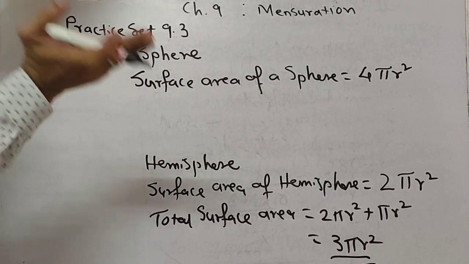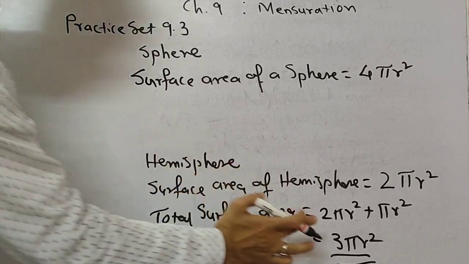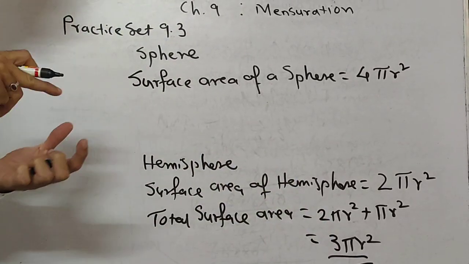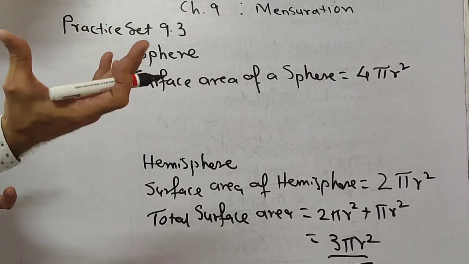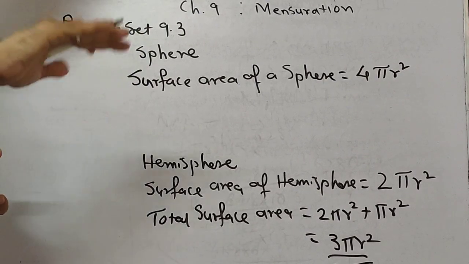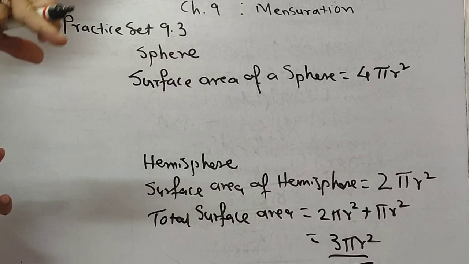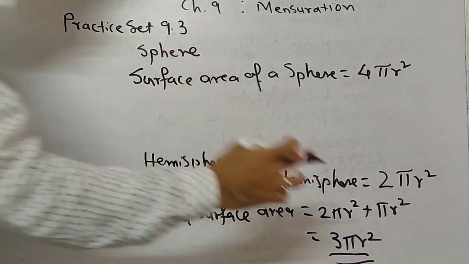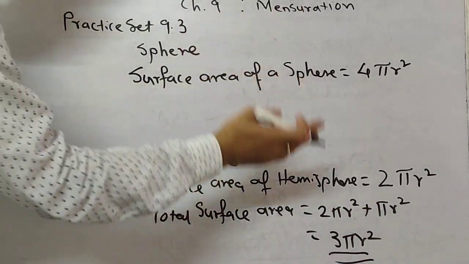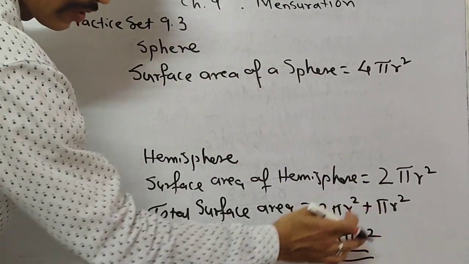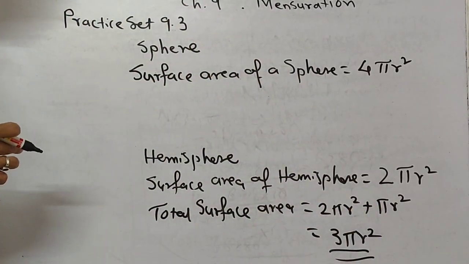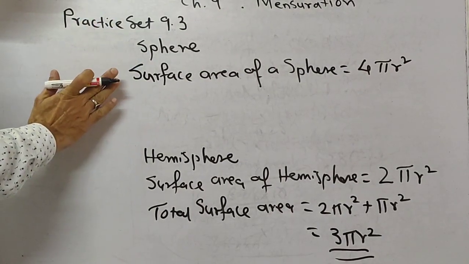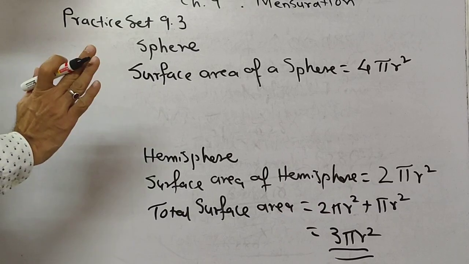Because when you cut the sphere, you get half, that is 2 pi r square. And on top of that, one circle is there. When you cut a Mosambi, on the part which is cut, you can see the round shape, that is pi r square. So half, 2 pi r square plus pi r square, you get 3 pi r square.